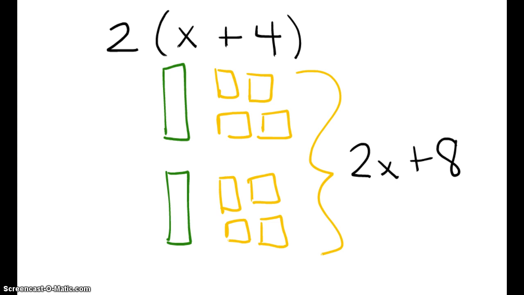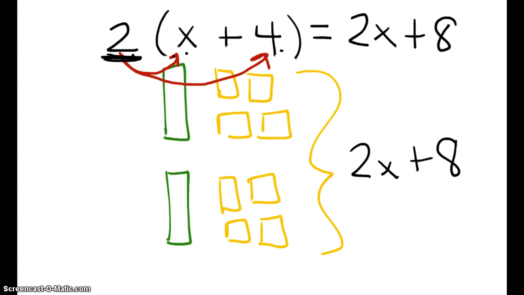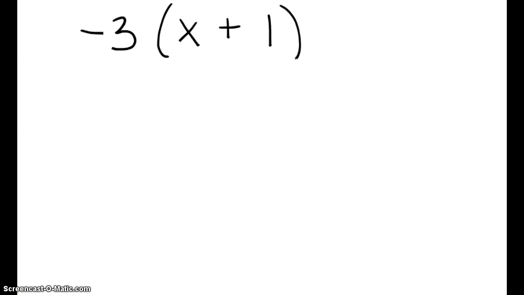So let's think about what we actually did. We took our 2 and we multiplied it to our x. We distributed it to our x, and then we took our 2 and we multiplied it to our 4. So the distributive property says that you're going to distribute whatever's on the outside of your parentheses to everything that's on the inside. So when you see something like this, that's 2x plus 8, because 2 times x is 2x and 2 times 4 is 8. Okay, so now let's say you have, write this down, negative 3 times x plus 1.